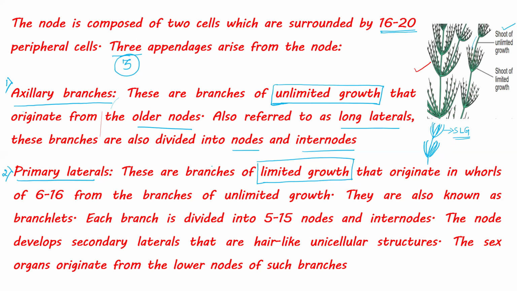Shoots of limited growth are also known as primary laterals that originate in whorls of 6 to 16 from the branches of unlimited growth. Okay? They are also known as branchlets. Here they were also known as what? Long laterals. Here they are also known as branchlets. Okay? Each branch is divided into 5 to 15 nodes and internodes. The node develops secondary laterals that are hair-like unicellular structures. Clear? The sex organs originate from the lower nodes of such branches.